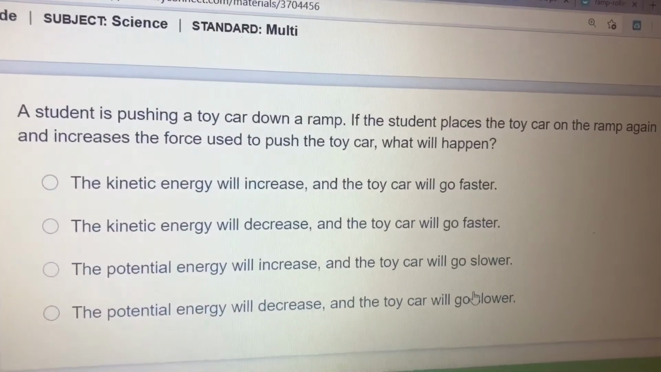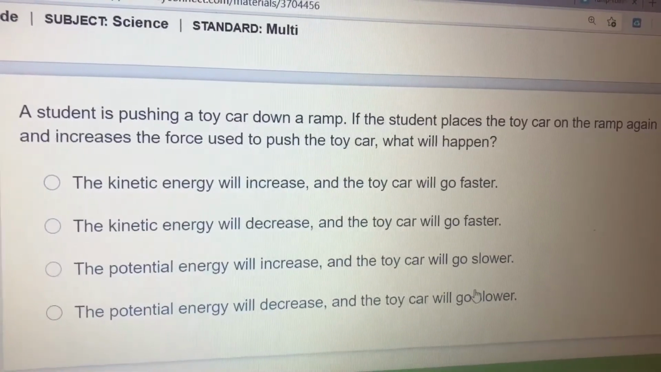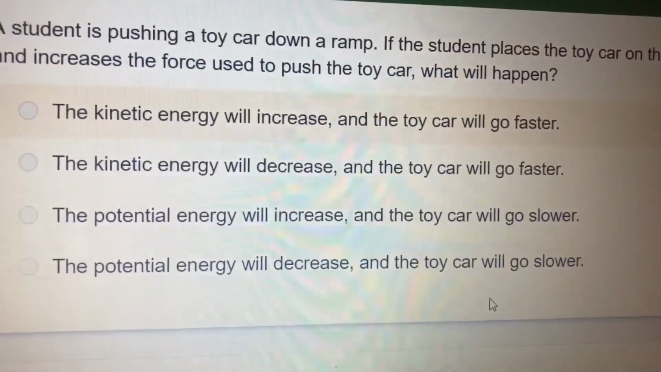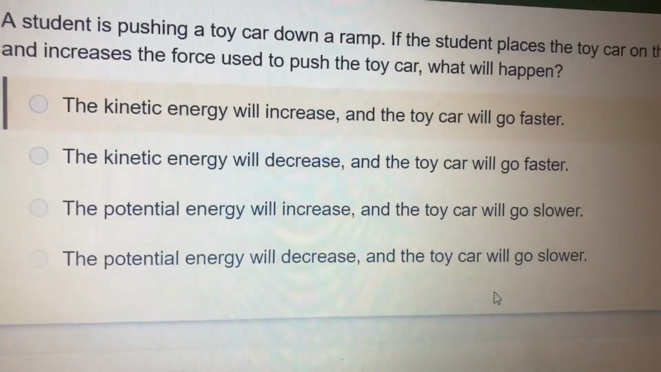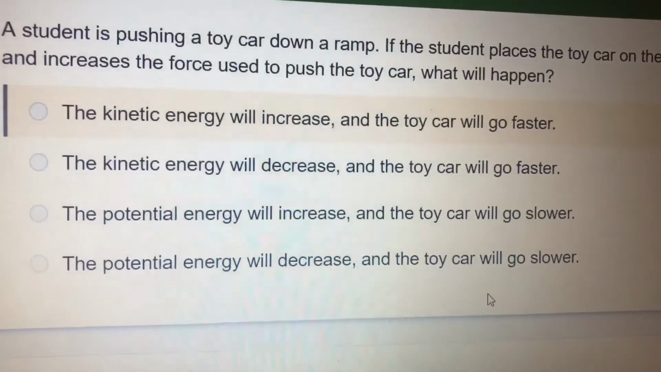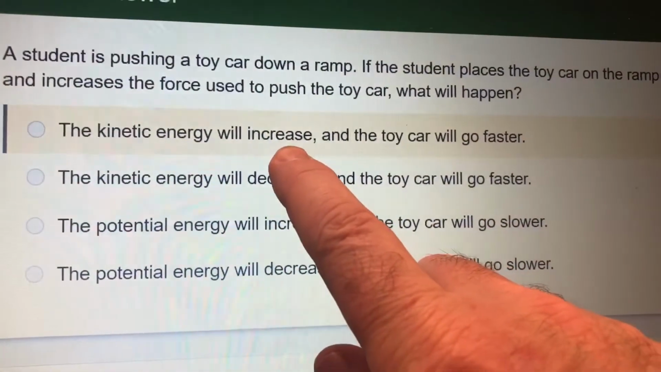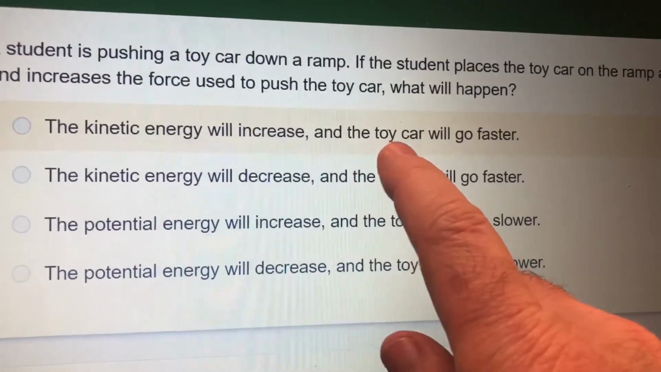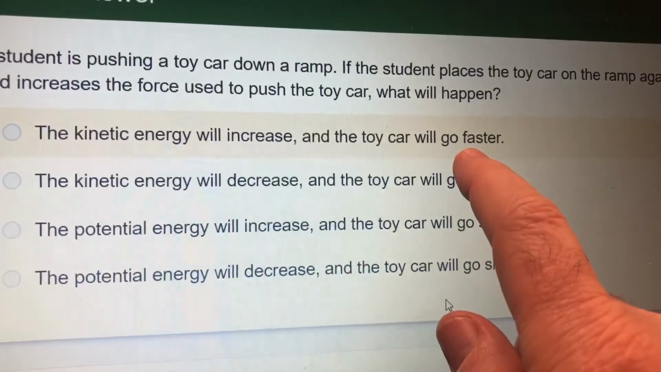So what do you think? Make sense of that. What do you think will happen when the car is pushed harder? So pushing requires movement. That will mean that it's kinetic energy. So when you push the car harder, the kinetic energy will increase, will become more. And so the toy car will have to go faster. You see?